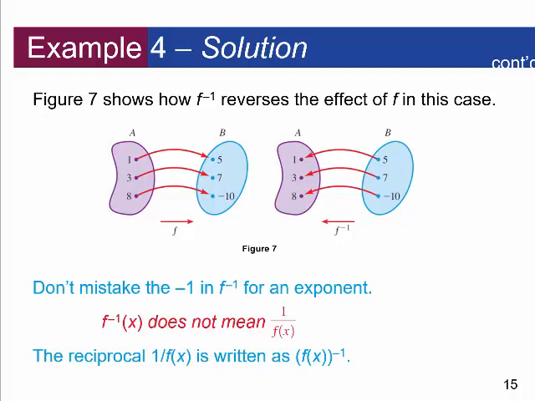Important, as I was saying here, don't mistake this negative 1 for an exponent. That's not what this is saying. The reciprocal of the original function f of x is written in parentheses with the negative 1 outside. So when this negative 1 is tucked right here, it's always going to imply the inverse. Incredibly important.